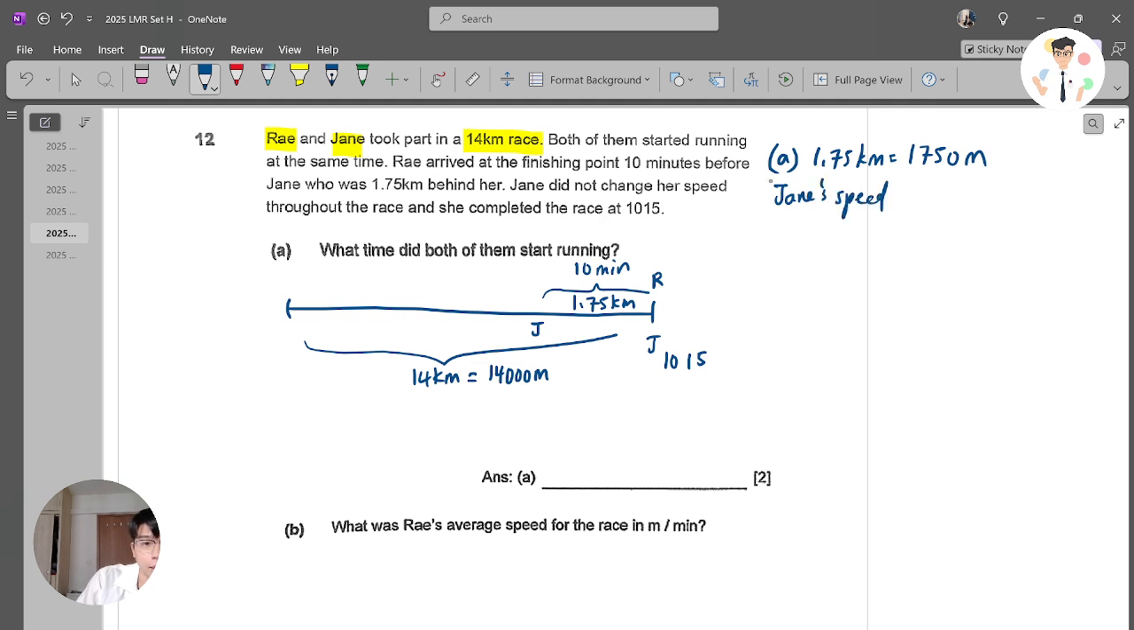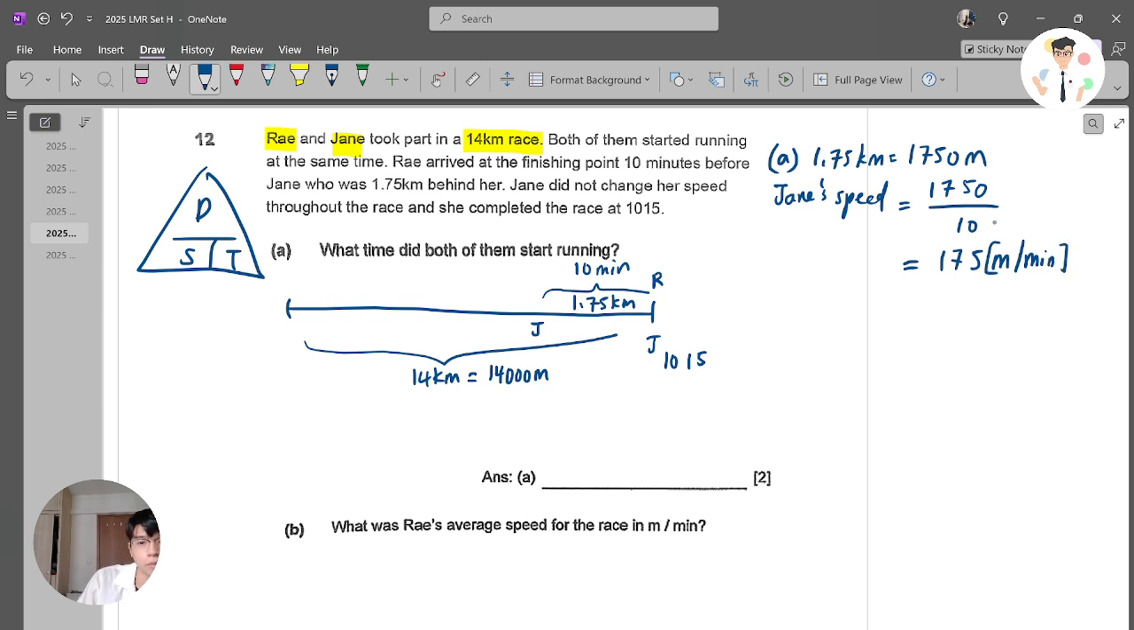Again, remember this golden triangle. So speed is distance divided by time. Distance is 1750. Time is 10 minutes. Means that Jane's speed is actually 175 meter per minute.